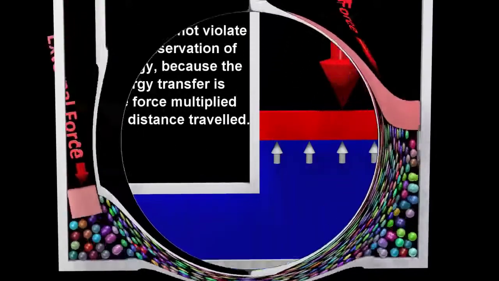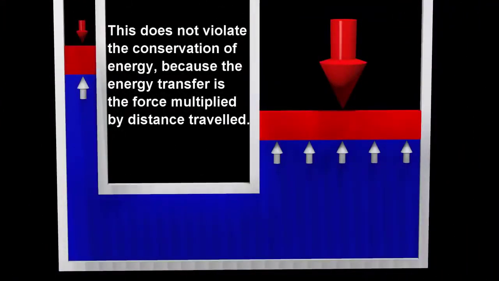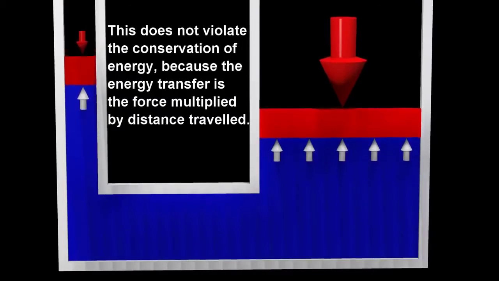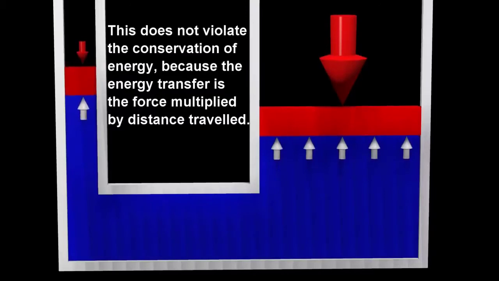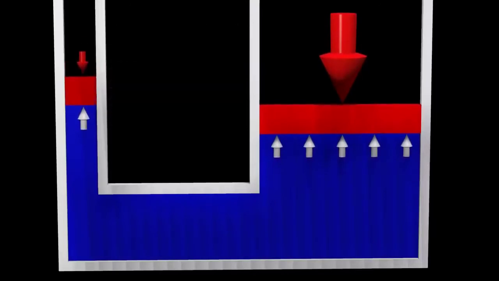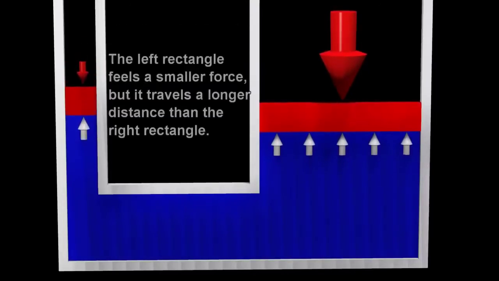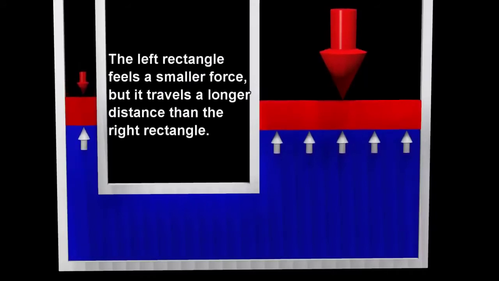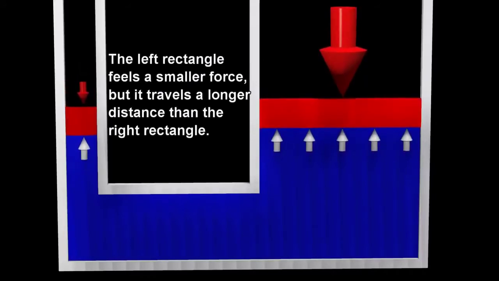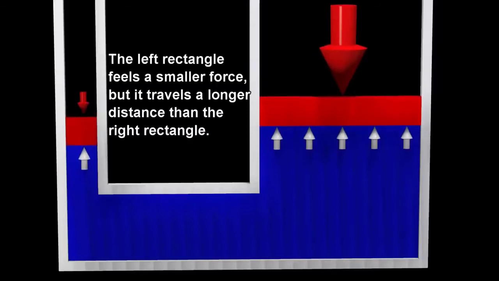This does not violate the conservation of energy, because the energy transfer is the force multiplied by distance traveled. The left rectangle feels a smaller force, but it travels a longer distance than the right rectangle.